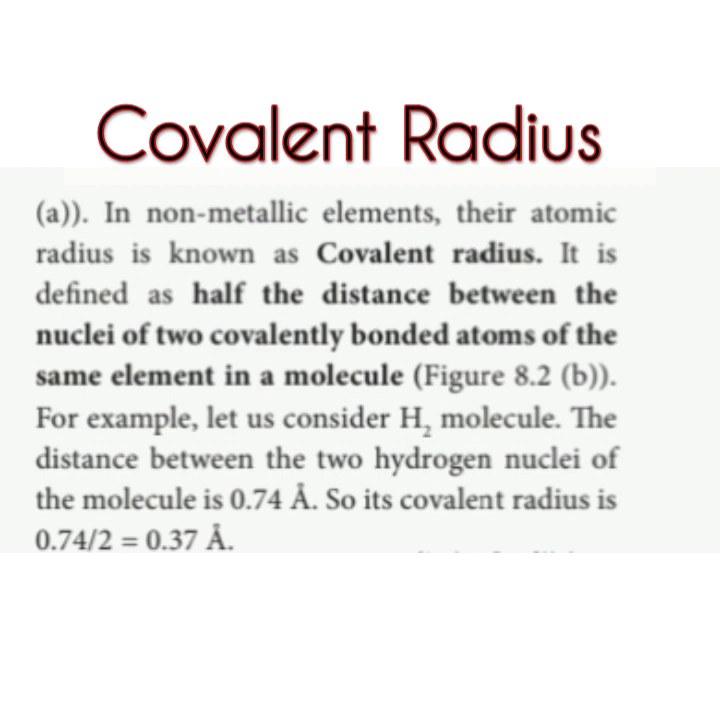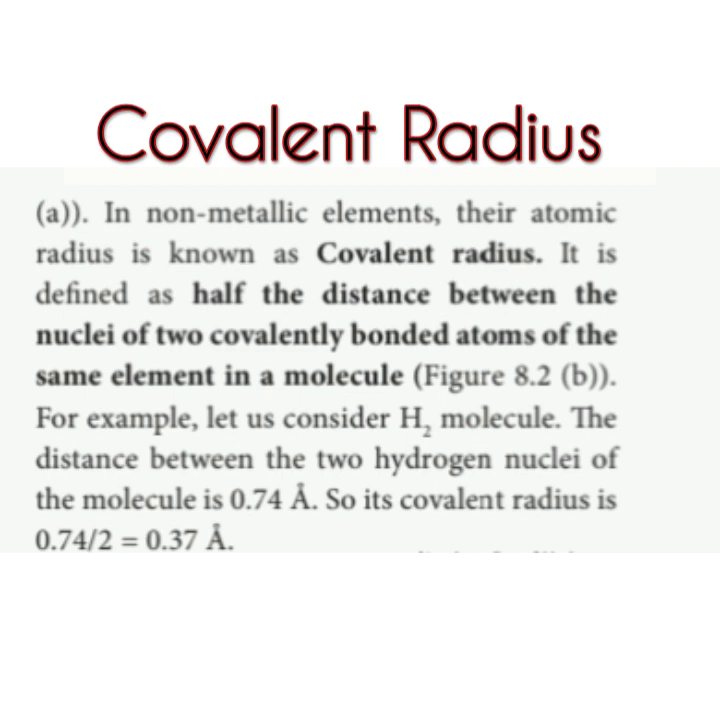Next, I am going to explain the definition of covalent radius. If you are finding the radius for a metal, we call it the metallic radius. Suppose it is a non-metal, for example hydrogen molecule, oxygen molecule, chlorine molecule, nitrogen molecule. These are all non-metals. In non-metallic elements, the atomic radius is known as covalent radius. It is defined as half the distance between the nuclei of 2 covalently bonded atoms.